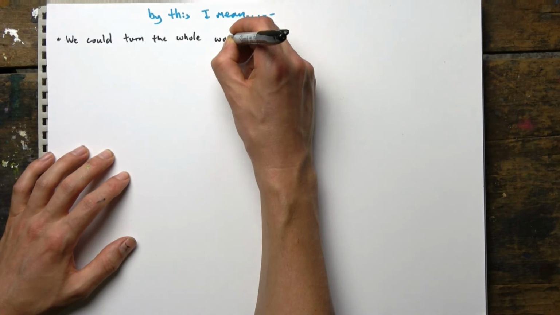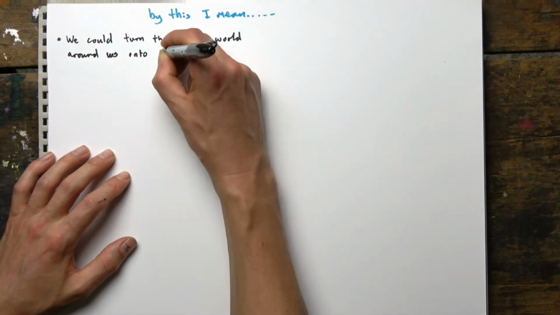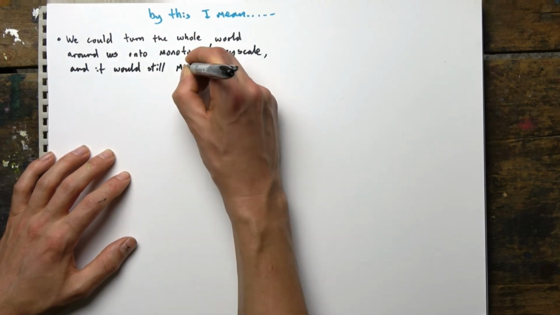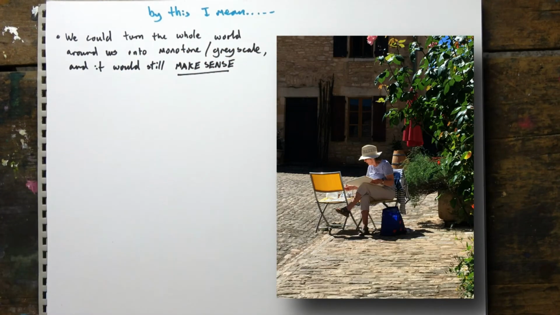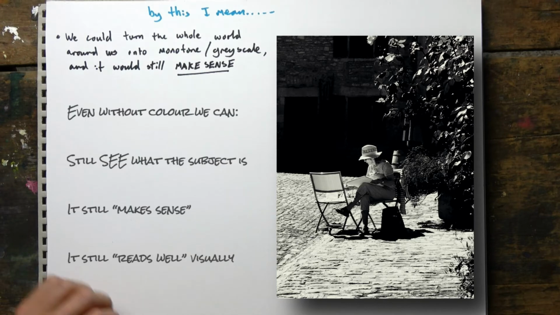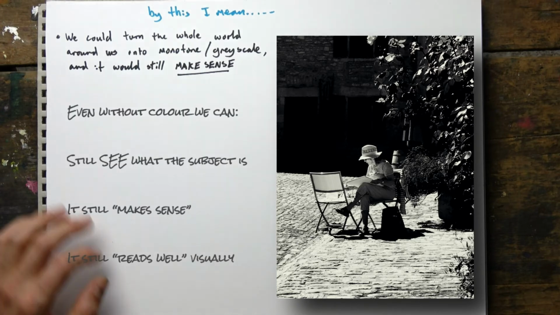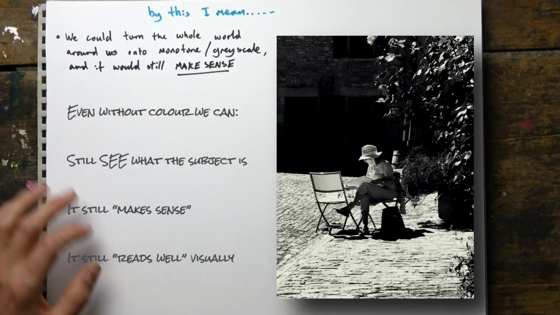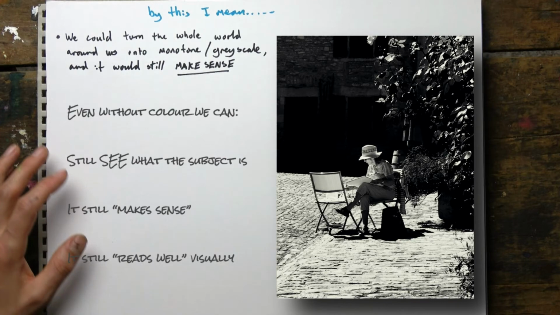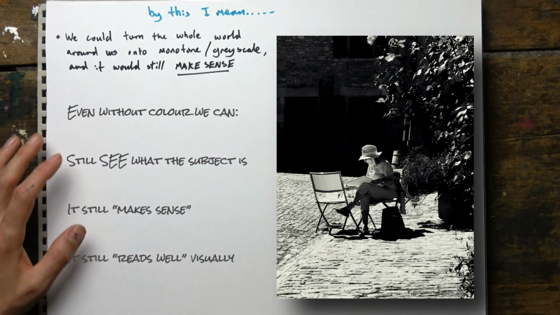We could turn the whole world around us into monotone grayscale and it would still make sense. For example, take this photo of one of my students painting out in France. We turn it into grayscale and yet we can still tell exactly what's going on, we can still see all the detail, and even more than that, we actually have a really lovely feeling of strong sunlight and a very strong visual design based upon that tone. None of that is dependent on colour.